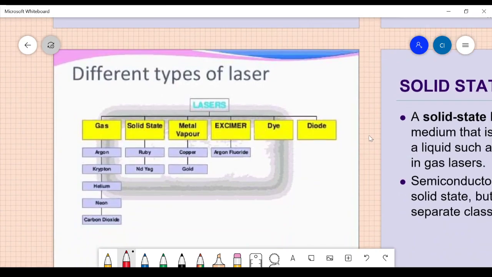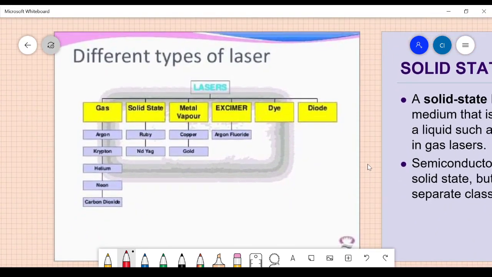So different types of lasers are given here. In gas lasers you have argon, krypton, helium, and neon. All the noble gases are being used there. Then in solid state you have ruby, which is a mineral and a very precious material, and then you have the neodymium YAG laser. Metal vapor lasers are also there, such as copper. Excimer lasers use argon and fluoride, and some use organic dyes, and diodes are also used. There are different types of lasers, but for you, only the solid state laser is in the syllabus.